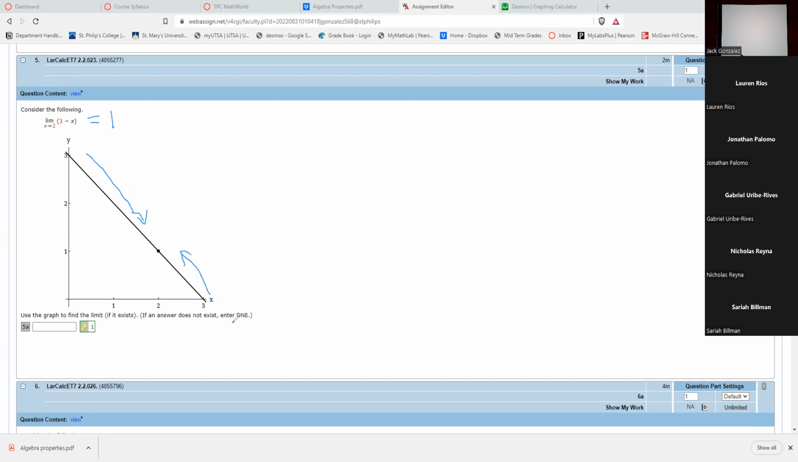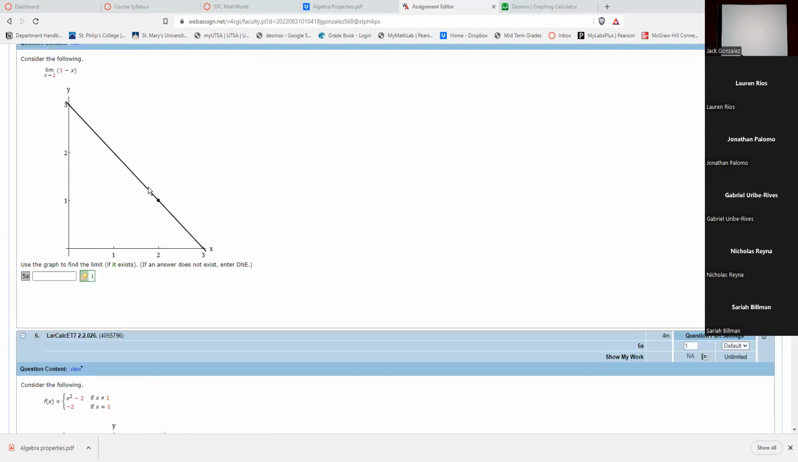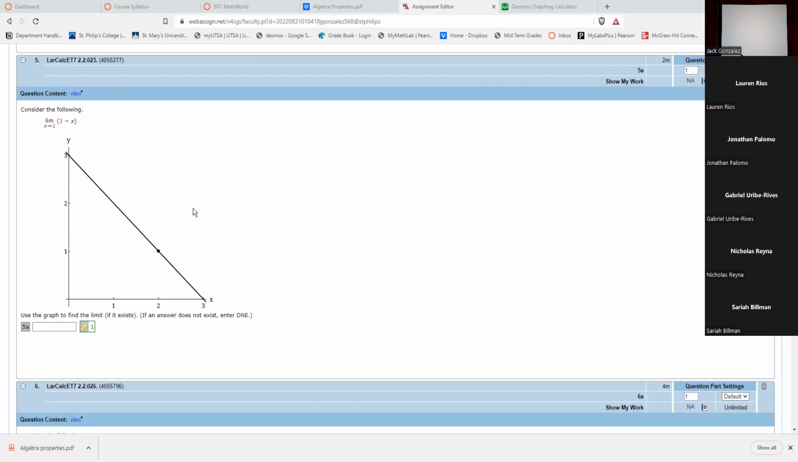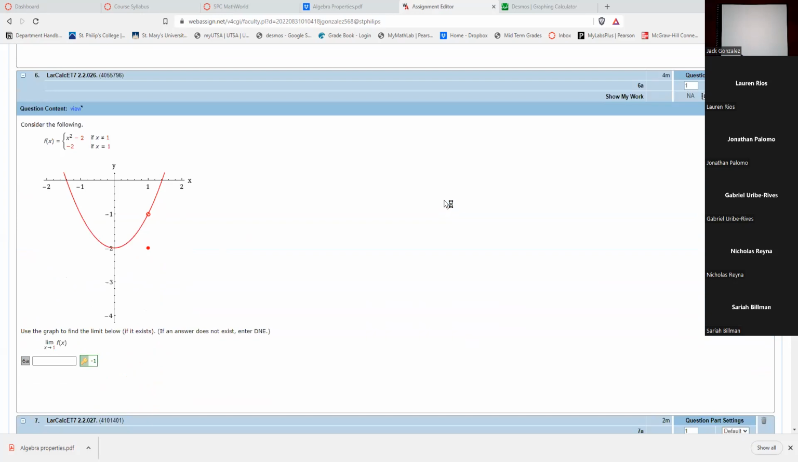I'm approaching a value from the right side, the positive side, going infinitely close to the number in question, in this case, 2. Infinitely close from the left. Does that make sense? Do you see what they're doing? Yes. That's why the limit is 1. Any questions on number 5? All right, cool.